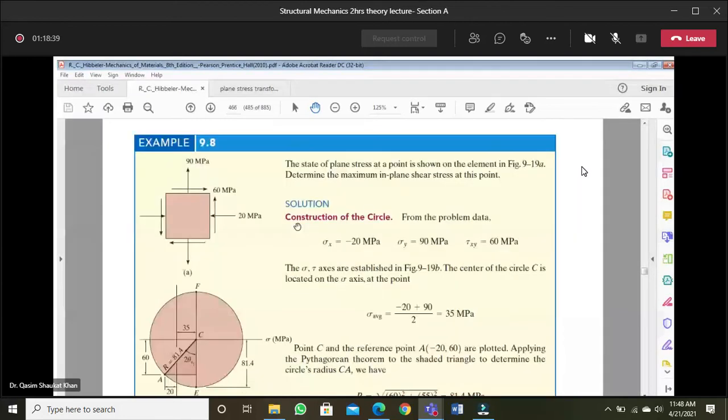So let's start with the numerical. One more thing: the results we get must match the Mohr circle, otherwise we cannot be sure whether we are doing it correctly. You can write the statement if you like: the state of the plane stress at a point is shown on the element. We have to determine the maximum in-plane shear stress, principal stresses, and orientation of the shear planes. All that we are going to do in this numerical.